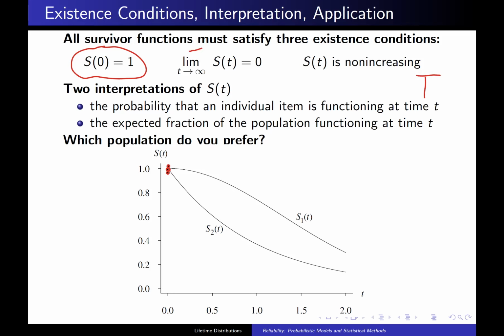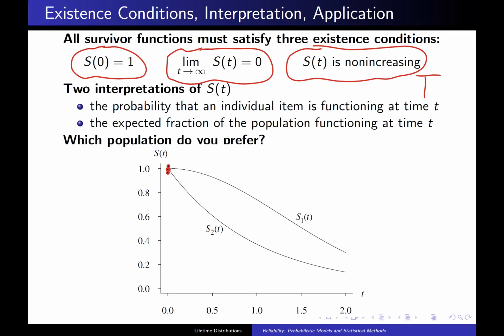The second says that eventually the survivor function will go to 0 as t goes to infinity. That is another way of saying eventually this item that we're looking at is going to break. And then the third existence condition is that S of t is a non-increasing function. It is not possible for the survivor function to increase at one particular point in time.